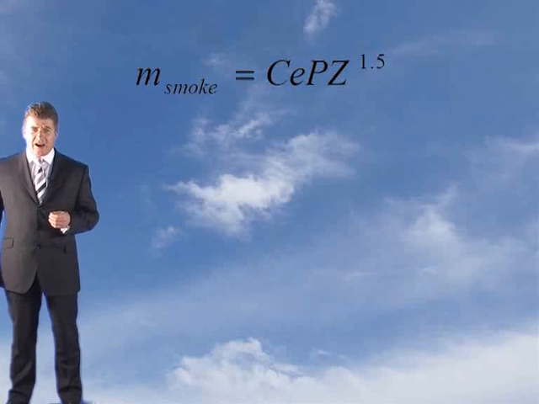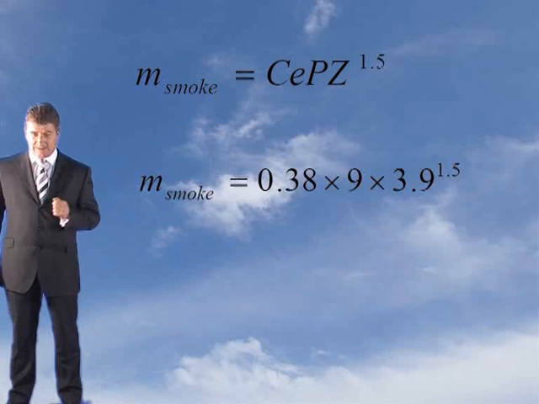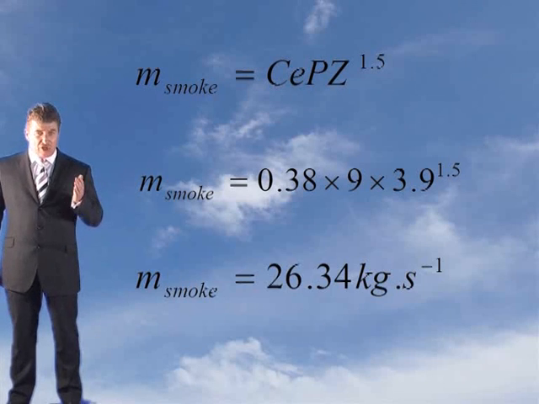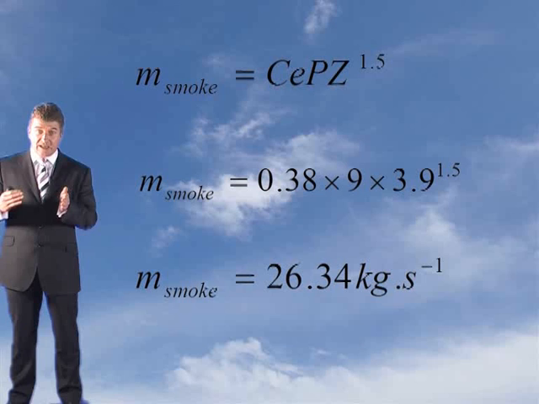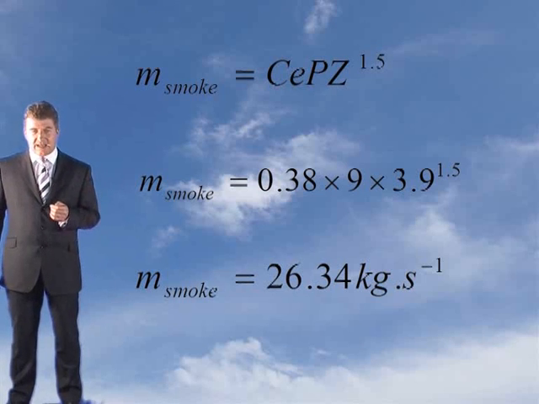So let's put in our variables now. The coefficient for a single-storey mall with a height of rise of less than 3 metres is 0.38. Now, the perimeter is 9 metres and the clear layer height is 3.9 metres. If you put them in, you should have got a mass flow rate of smoke of 26.34 kilograms a second. So that's worst case out of the highest point, out of the shop, 26.34 kilograms per second.